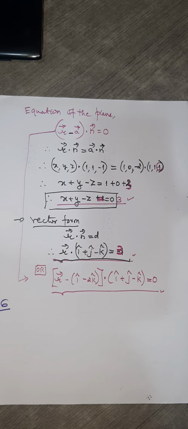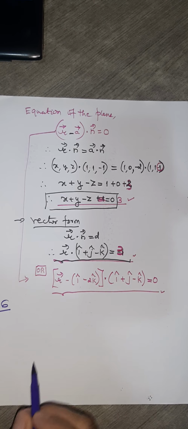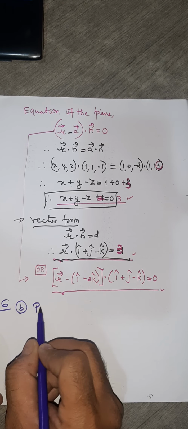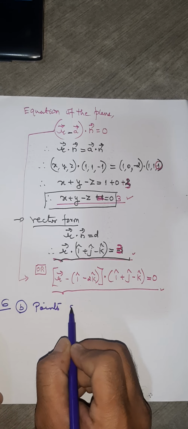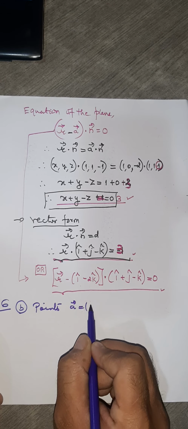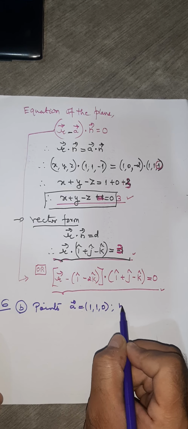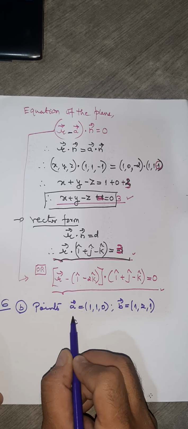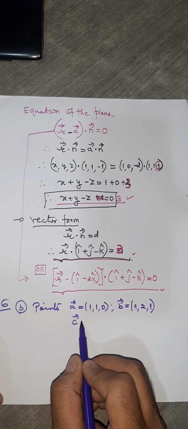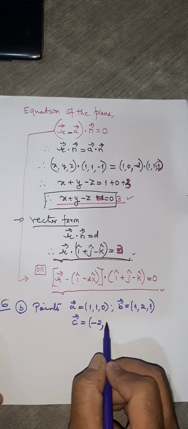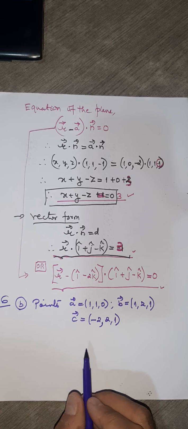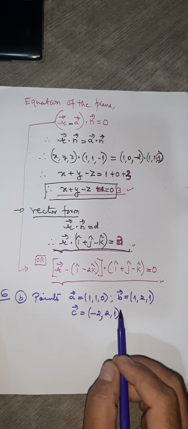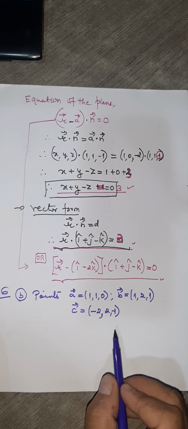Next, sixth question. There you are given 3 points and you want to get the equation of the plane. The points are this. I'll call that vector A, which is 1, 1, 0. Vector B, which is 1, 2, 1. And vector C, which is given by minus 2, 2 and minus 1. I'm sorry, here minus 1.